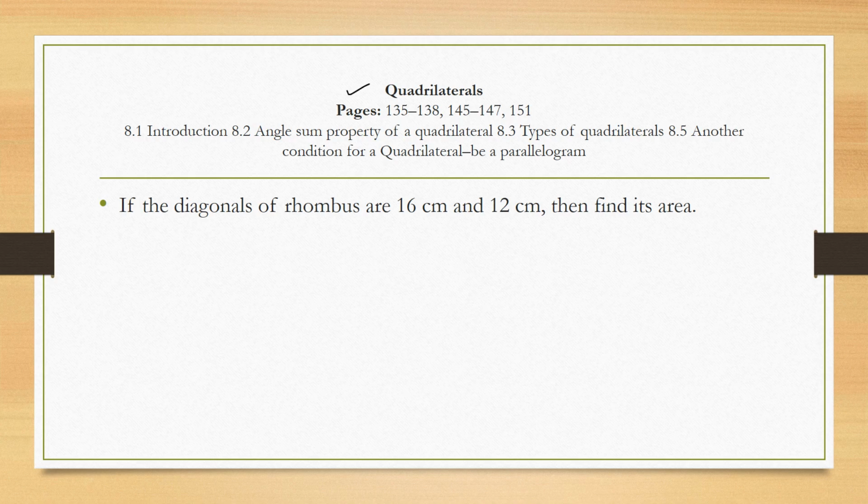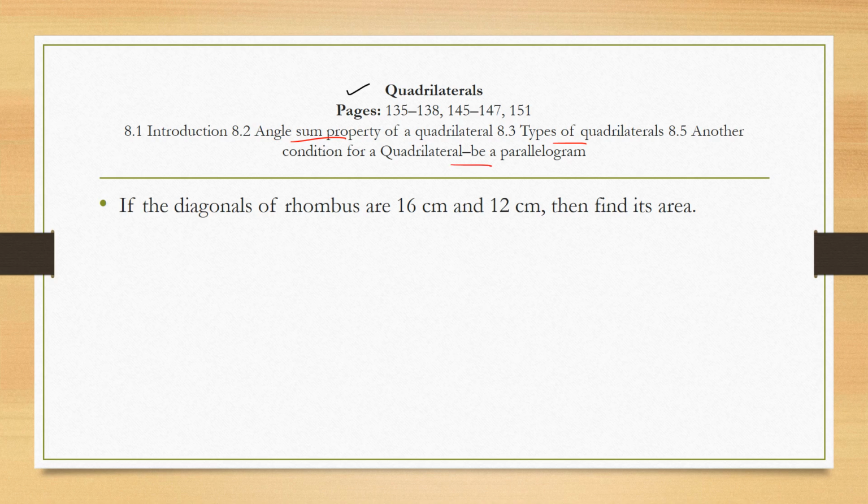It is quadrilaterals. So quadrilaterals also have something deleted, which is the angle sum property of a quadrilateral. How strange. It is very important though. Types of quadrilaterals and conditions for a quadrilateral to be a parallelogram.